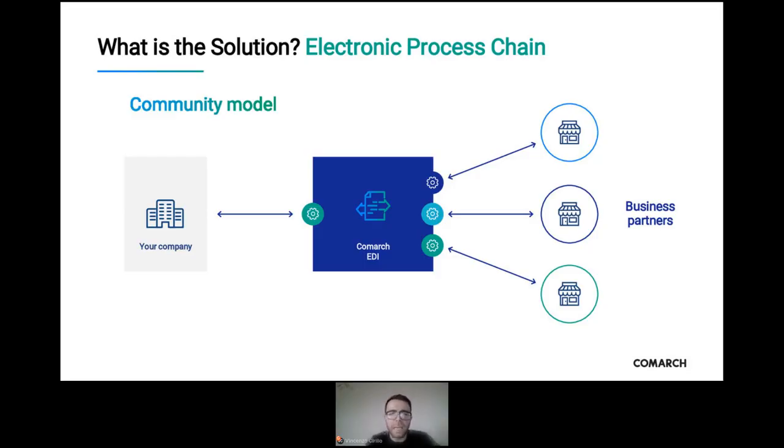And EDI enables you to improve your communication across your supply chain network and also results in a competitive advantage. And also what I would like to mention is the great thing that your partners don't need to implement it and make it a part of their IT infrastructure.